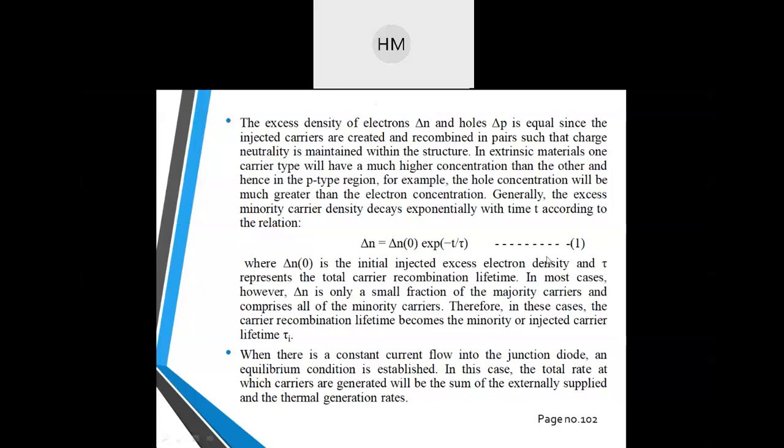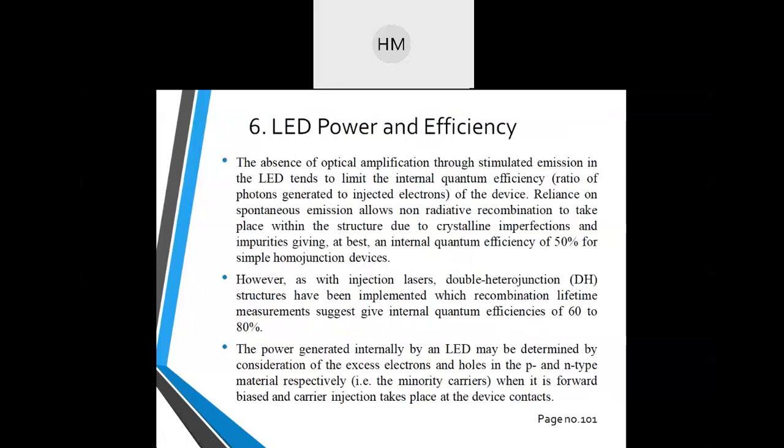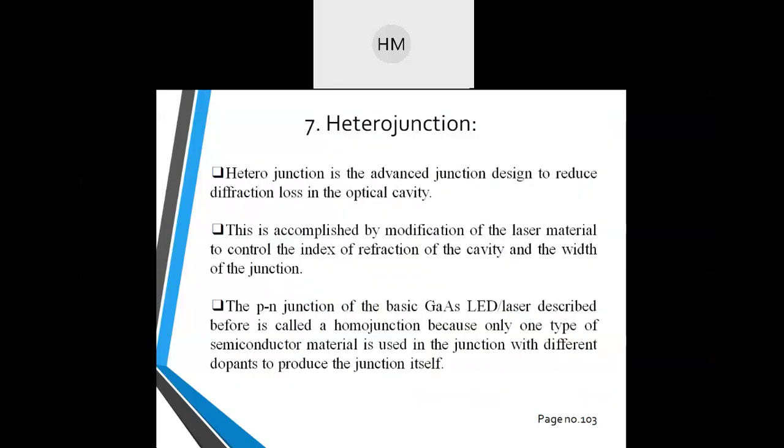So this is the minority carrier density. Homojunction, heterojunctions we all know. And internal quantum efficiency of homojunction is 50%. Heterojunction is 60 to 80%. Heterojunction is the advanced junction designed to reduce diffraction loss in the optical cavity. Optical cavity is formed where the photon generation will take place.